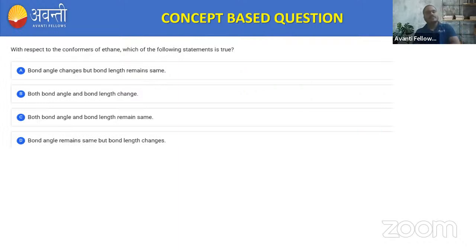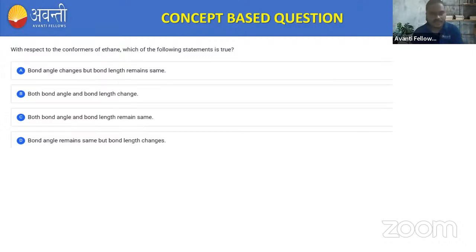Now, with respect to the conformers of ethane, which of the following statements is true? That is, the bond angle changes but the bond length remains the same. The next is both bond angle and bond length change. Both bond angle and bond length remain the same. Both bond angle remains the same, but the bond length changes. So which of the following options is correct?